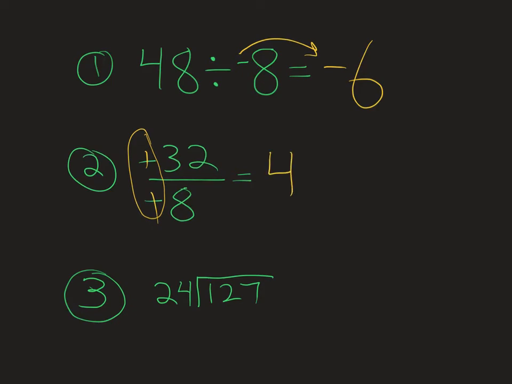Last one, 24 into 127. We start by asking ourselves, will 24 fit into 12? Ignore the 7. And it won't. So therefore we have to move over. And we ask ourselves, how many groups of 24 will fit into 127?